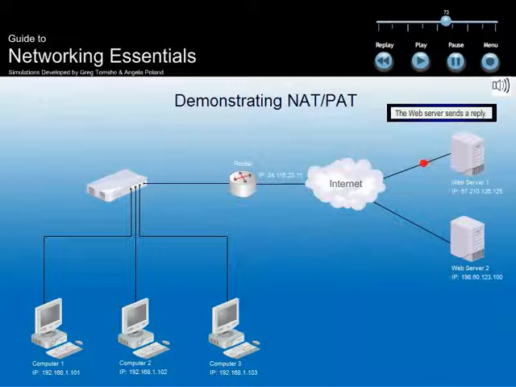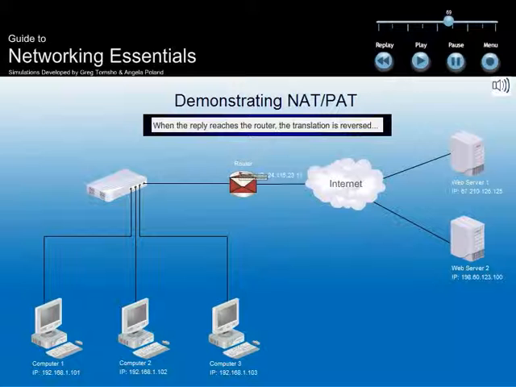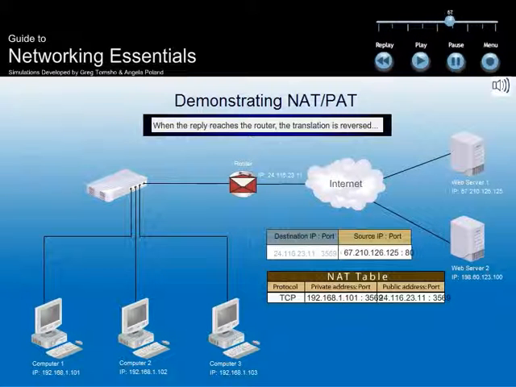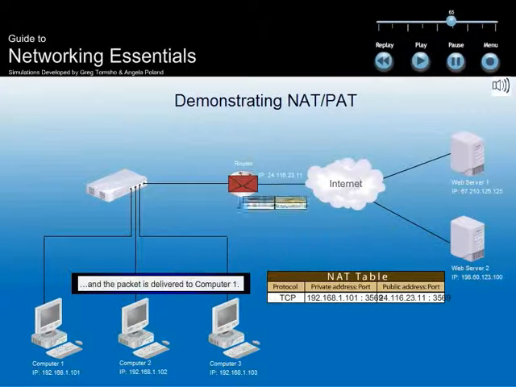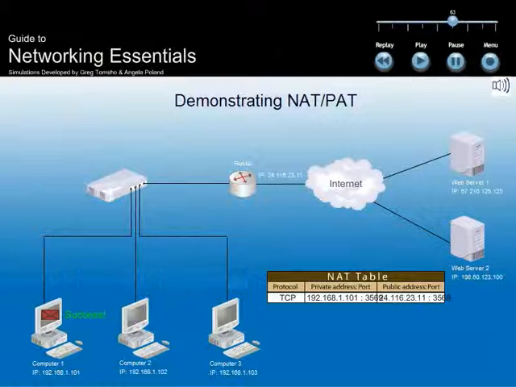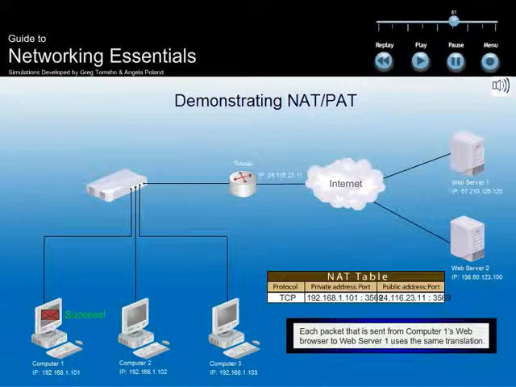The web server sends a reply. When the reply reaches the router, the translation is reversed, and the packet is delivered to Computer 1. Each packet that is sent from Computer 1's web browser to Web Server 1 uses the same translation.